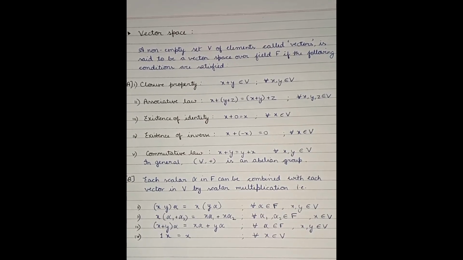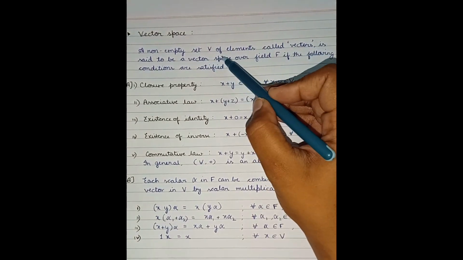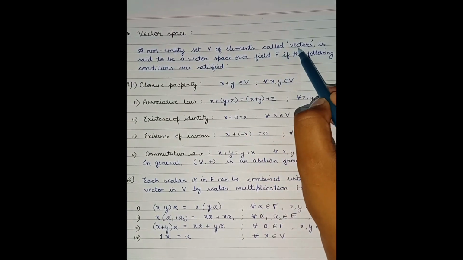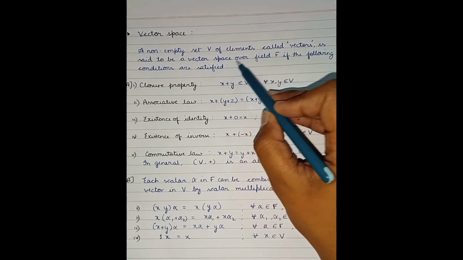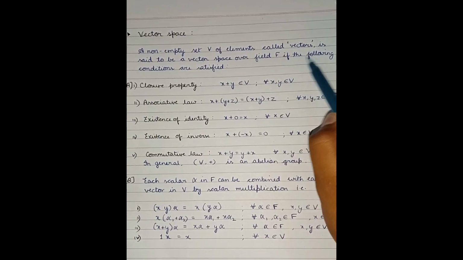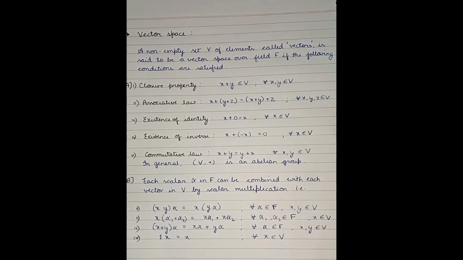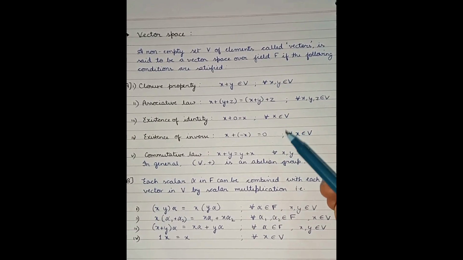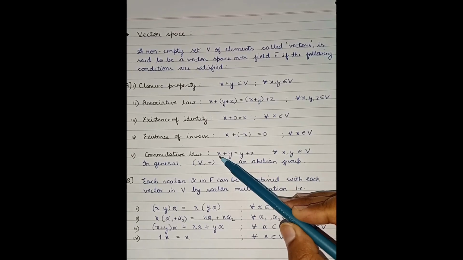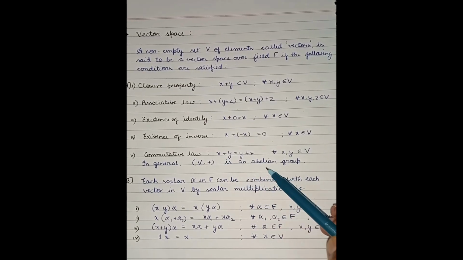So let's start. A non-empty set V of elements called vectors is said to be a vector space over field F if the following conditions are satisfied. First property is that V with composition addition should be an abelian group.